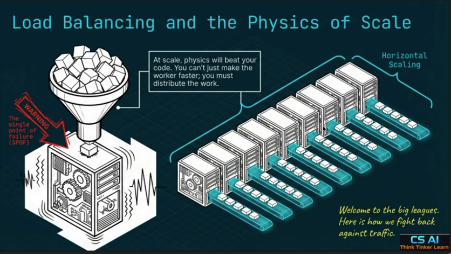Remember, at scale, physics beats your code. You can't just make a worker faster. You must distribute the work. Let's see how.